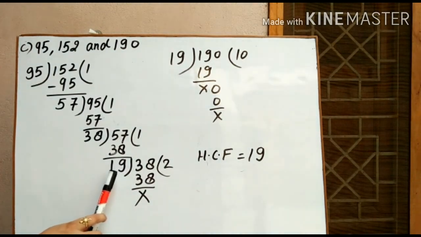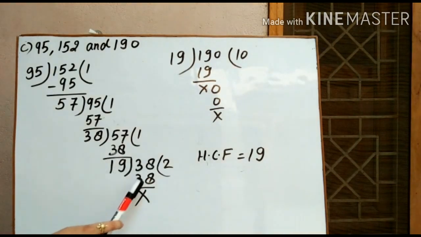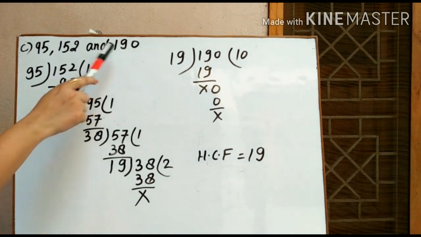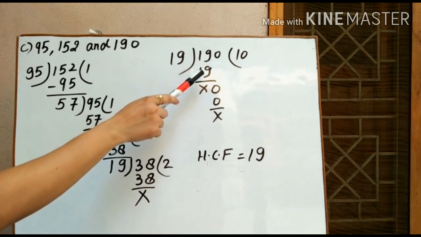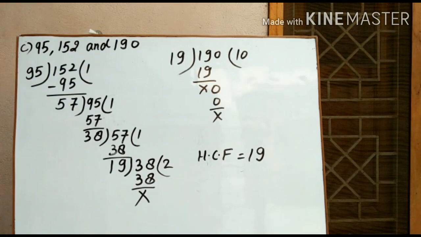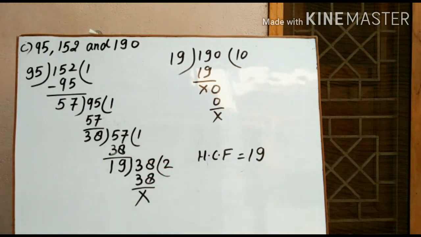Now 19 will become divisor and this divisor will become dividend. 19 2 ja 38. And what is the last divisor? That is 19. Now one more number is there, that is 190. We will take 190 as dividend and last divisor as divisor. 19 1 ja 19. 0 and 19 0 ja 0. I have told you, in division method, HCF of the given number will be last divisor. The last divisor is what? That is 19. That's why HCF is equal to 19.